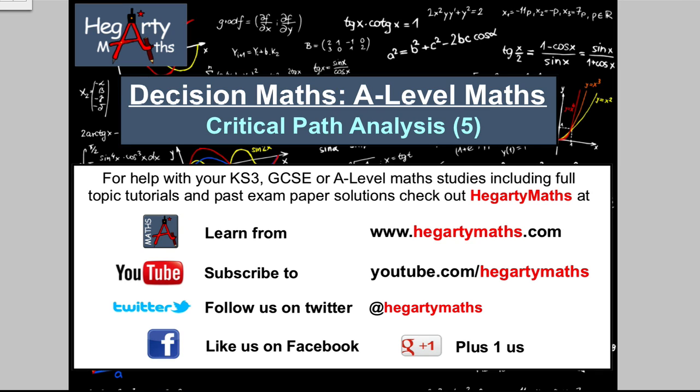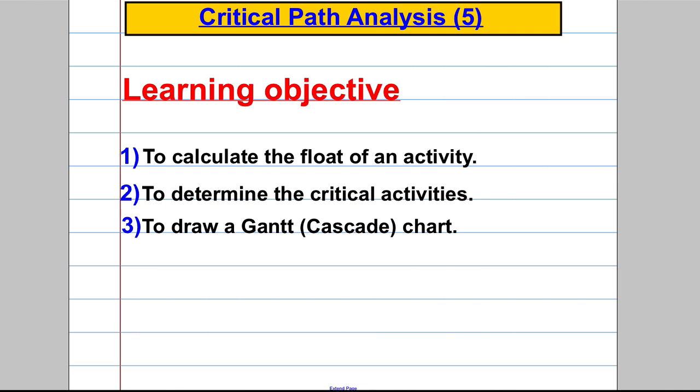It's Mr. Hegarty here, and in this video we're continuing with critical path analysis, our fifth video. We want to do three things in this video. I want to be able to calculate the float of an activity, I want to determine the critical activities and what's something called the critical path, and we want to be able to draw a Gantt, or another name for it is a Cascade chart.